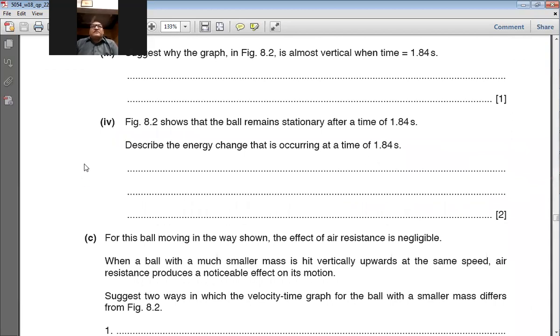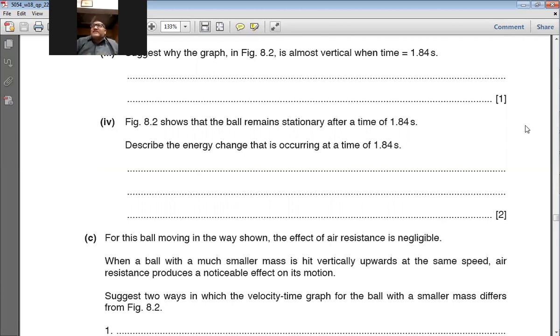The next question is, figure 8.2 shows that the ball remains stationary after a time of 1.84 seconds. Describe the energy changes that are occurring at a time of 1.84 seconds. So when it was coming down, it hit the ground. Its gravitational potential energy is converted into kinetic energy, totally converted into kinetic energy. When it hits the ground, some sound will be produced, some heat will be produced, and the internal energy of the ground and the ball will increase because their temperatures go up when they collide with each other.